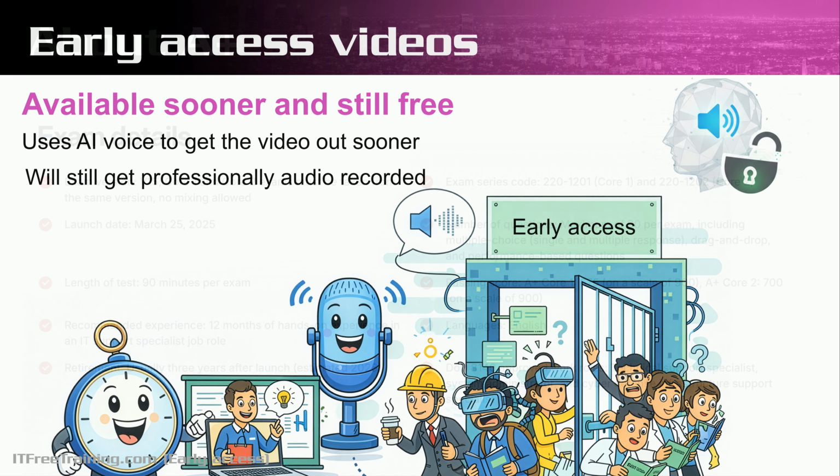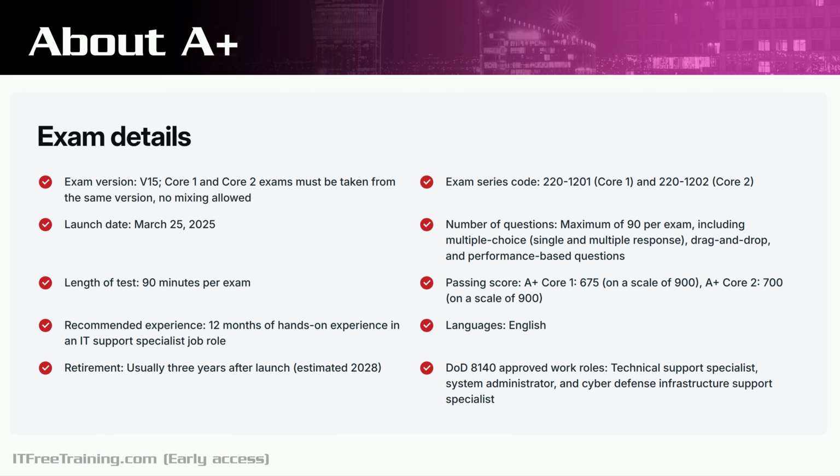To obtain your A+ certification, you need to pass 2 exams. I will look at these exams in more detail in a moment. You can take the exams in any order. Each exam is 90 minutes long and includes multiple choice, drag and drop, and performance-based questions. Most of the questions will be multiple choice. The current A+ exams are expected to retire in 2028. You must pass both exams before the retirement date in order to earn your certification. It is recommended that you have around 12 months of experience before attempting the exams.